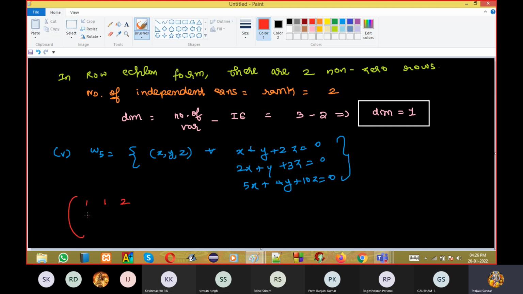Take 1, 1, 2, 2, 1, 3, 5, 4, 10. Okay. Now you're taking this as pivot, and you are doing row echelon form reduction. You will be getting R2 implies R2 minus 2 R1.